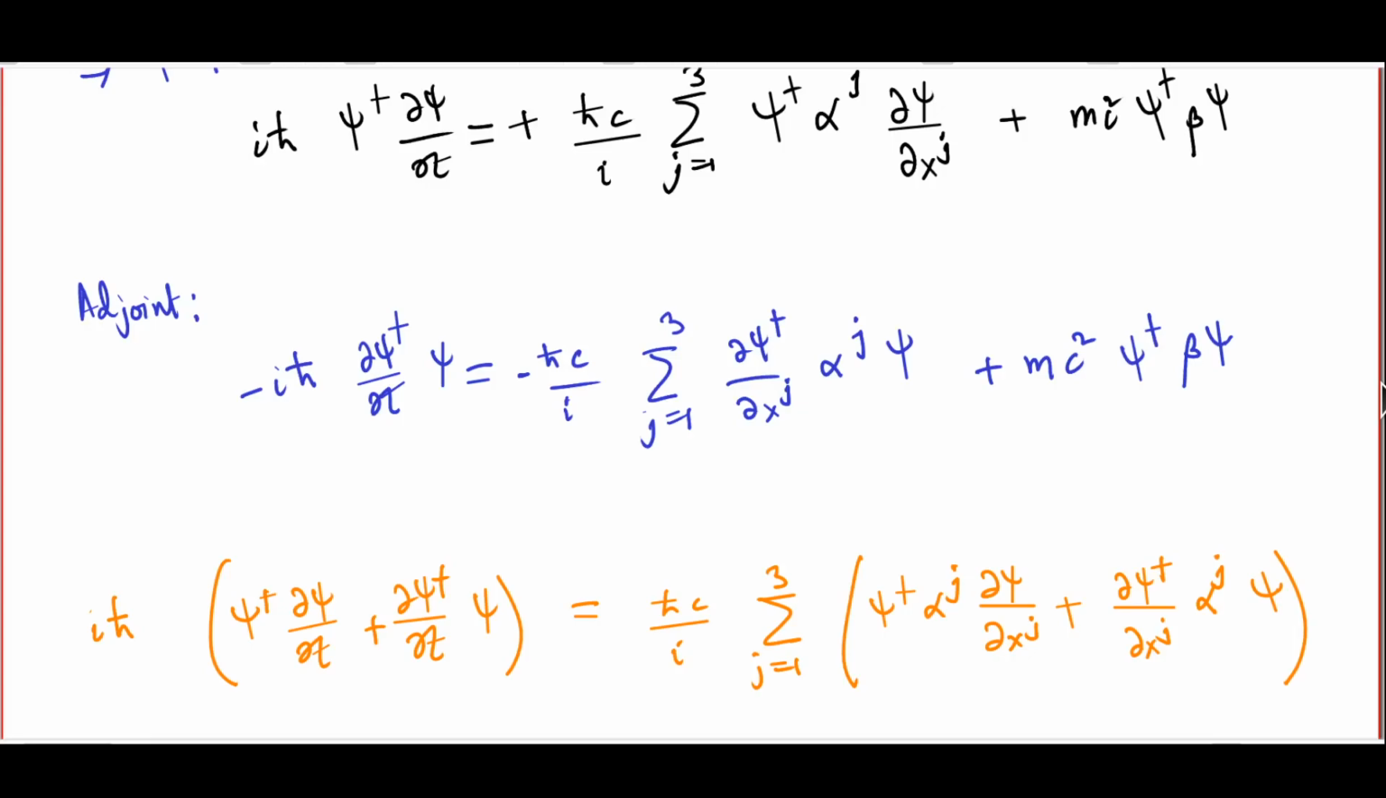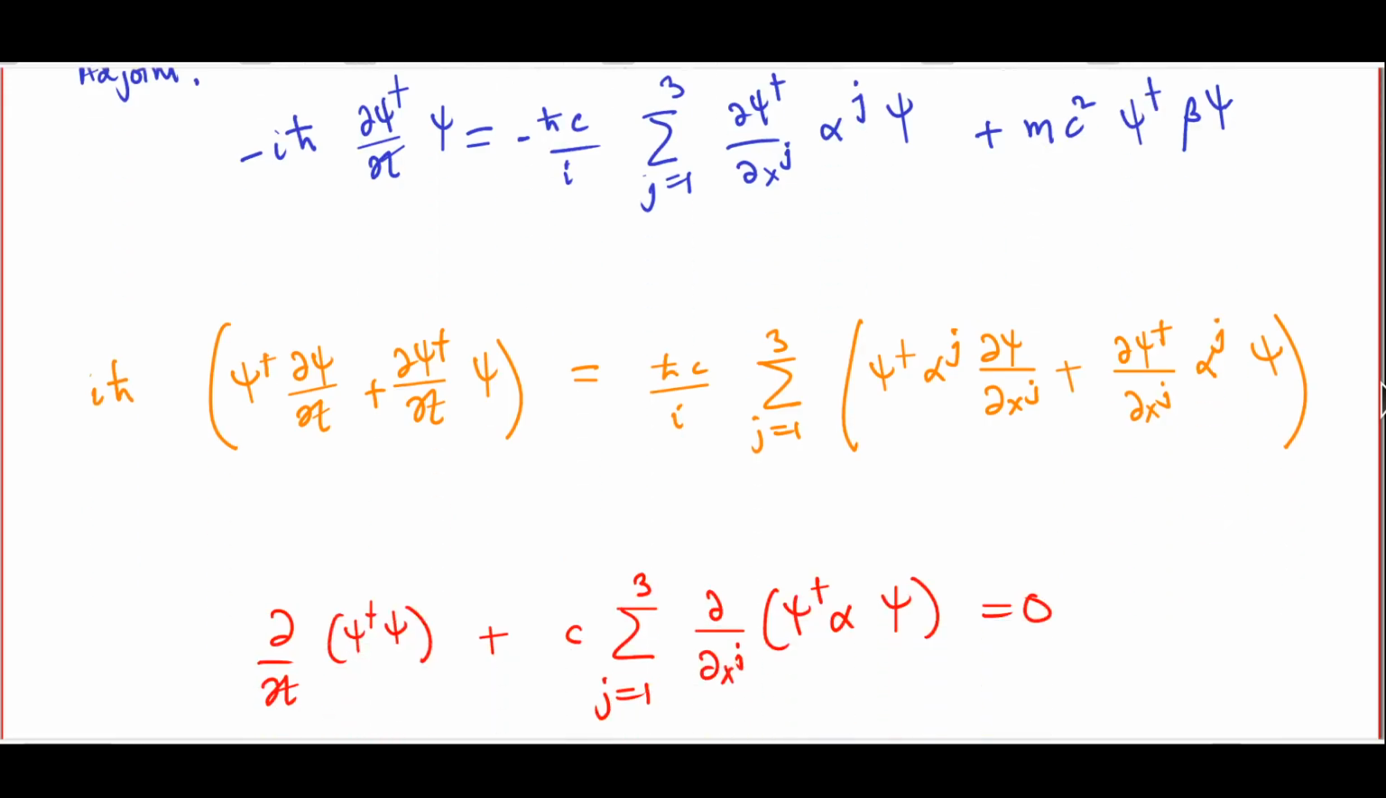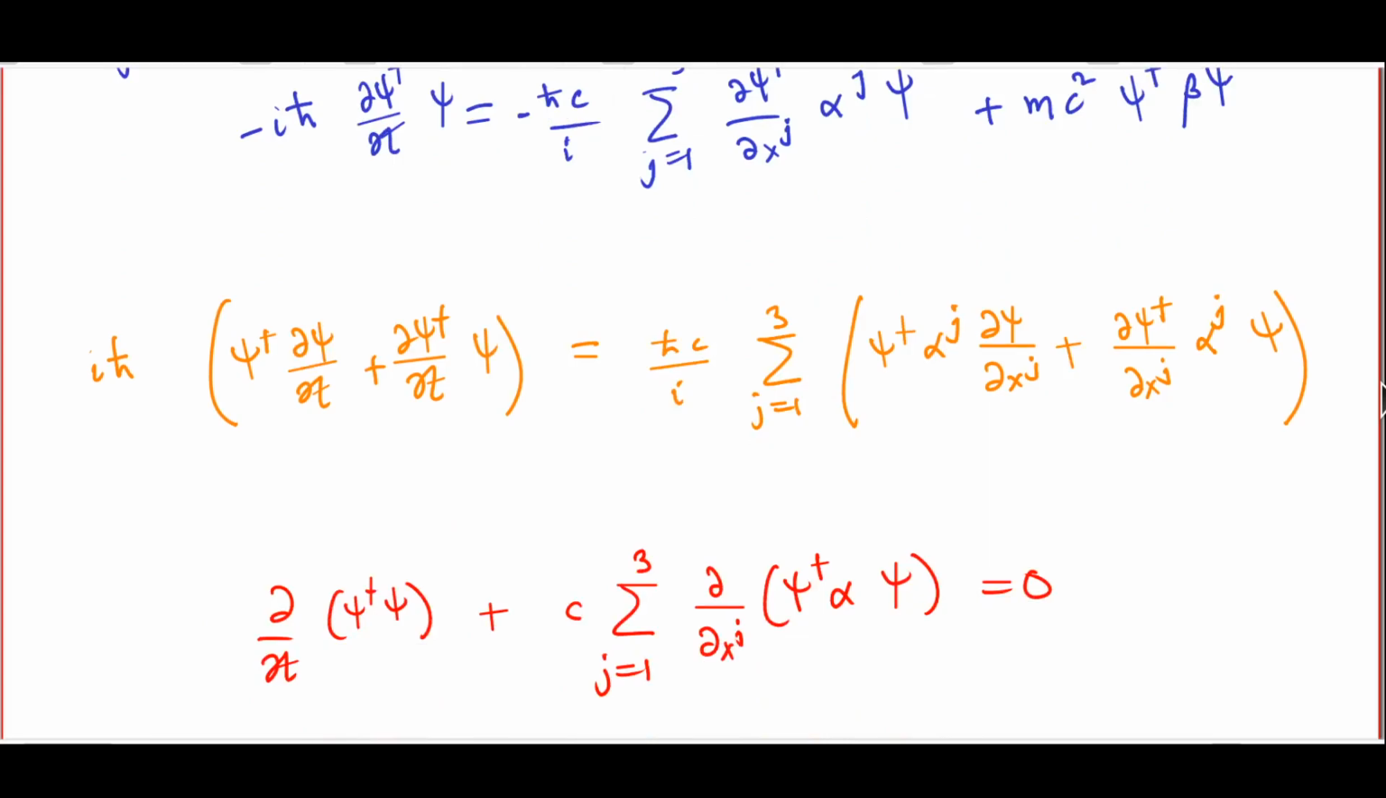And it will take only a slightly bit more thought to see that there is a divergence sitting on the right hand side. If we cancel through with the i h cross and bring everything to one side, the equation simply becomes del del t of psi dagger psi plus c times sum over j equals 1 to 3 del del x j of psi dagger alpha j psi. And this is obviously a divergence. It's a divergence of a 3-component object with psi dagger alpha 1 psi, psi dagger alpha 2 psi, psi dagger alpha 3 psi.